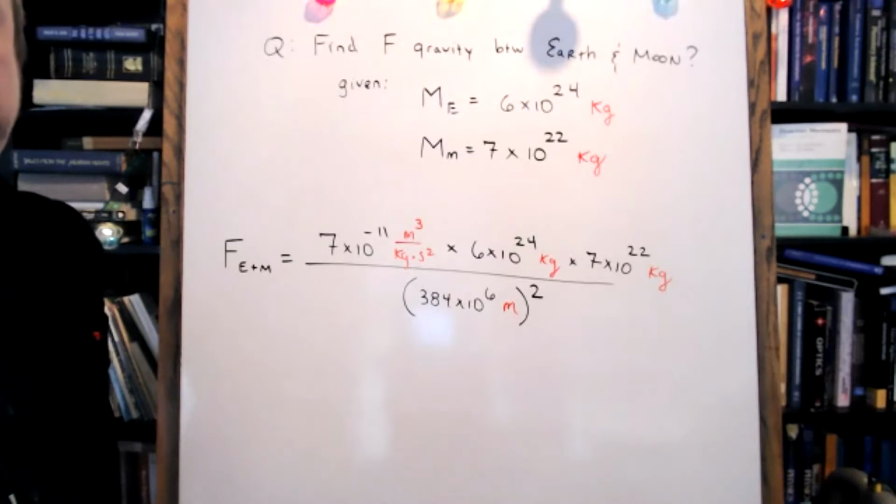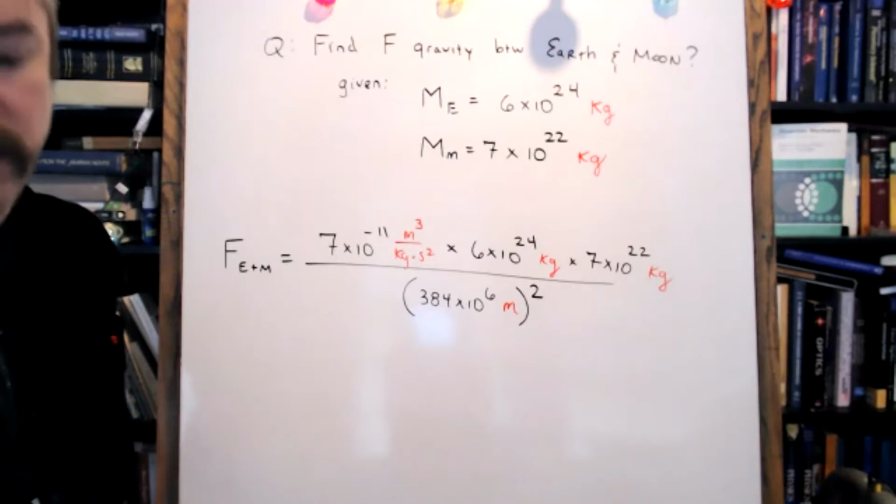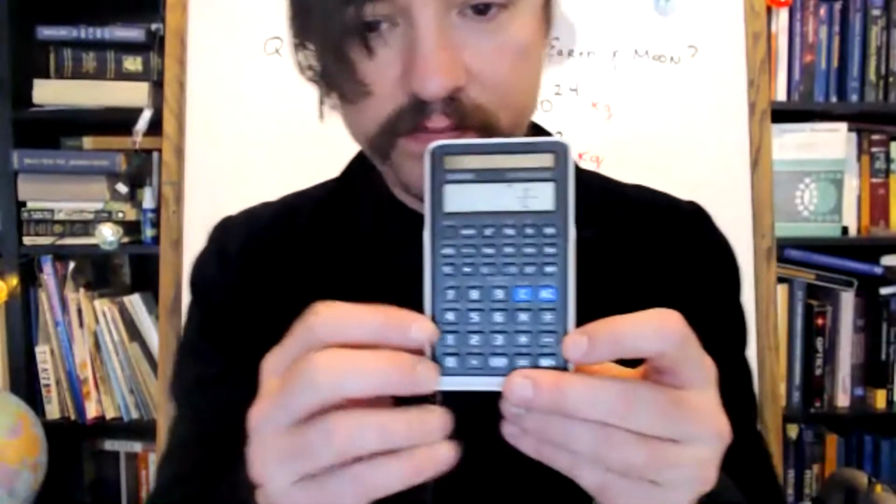Nori, give me a thumbs up when you're good to go. Jenna, give me a thumbs up when you're good to go. All right. Everyone take out your calculators. I mean, everyone, including those of you who are watching later on.